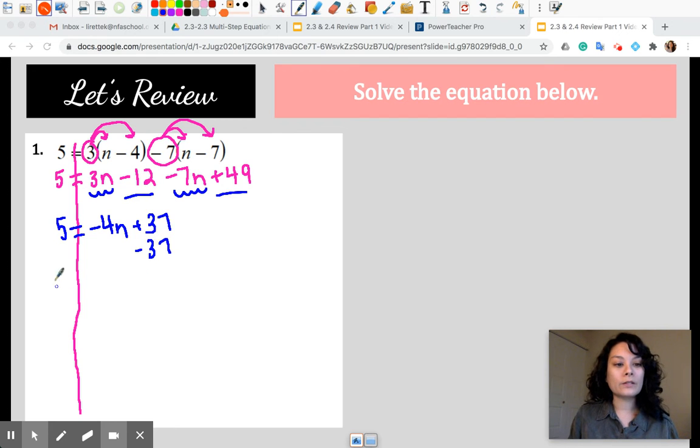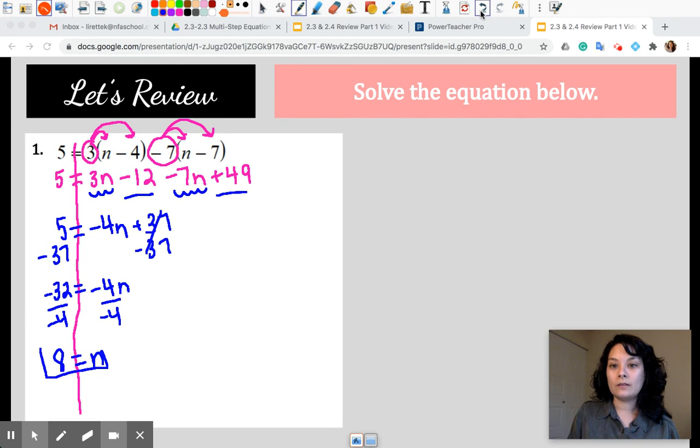I'm going to subtract 37 from both sides. These are going to cancel out, and on the left I'm going to get a -32, bring down my equals, -4n, and then the last step is to divide both sides by -4. 2 negatives when I divide give me a positive, and 32 divided by 4 gives me 8. There is my final answer. That is such a messy box. Let me try a circle. That's better.